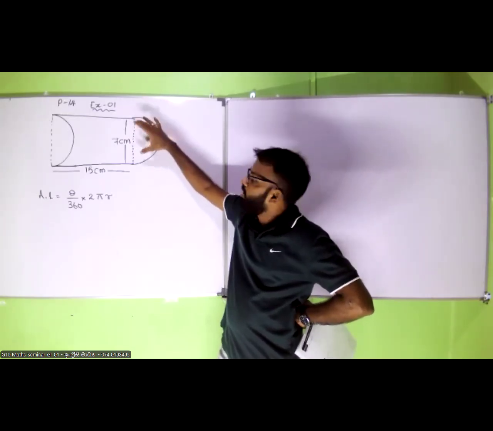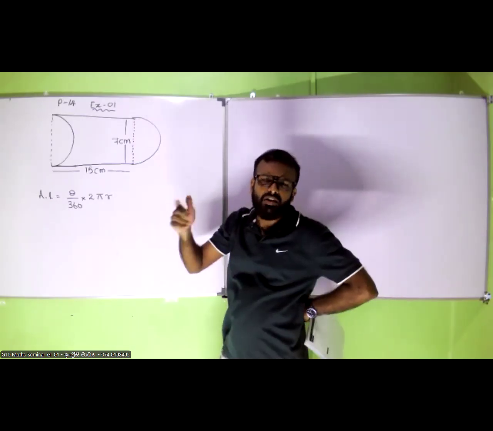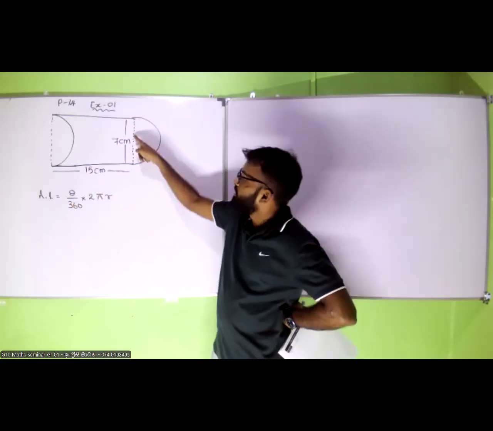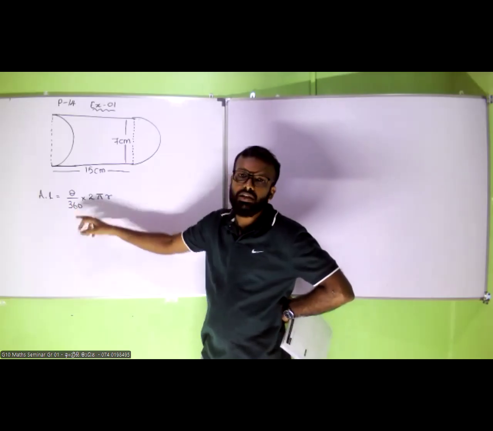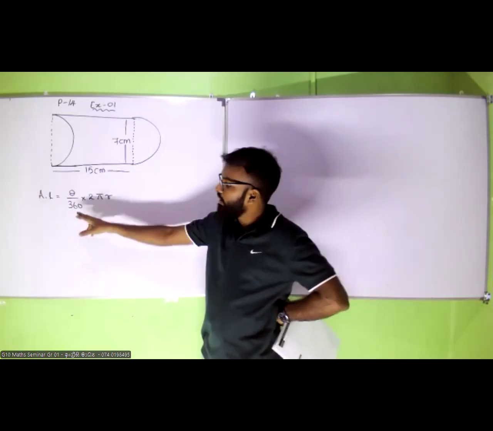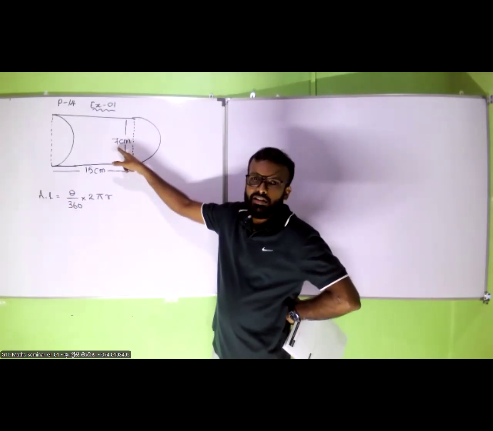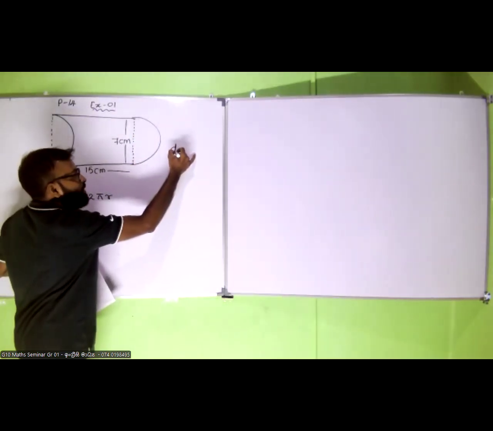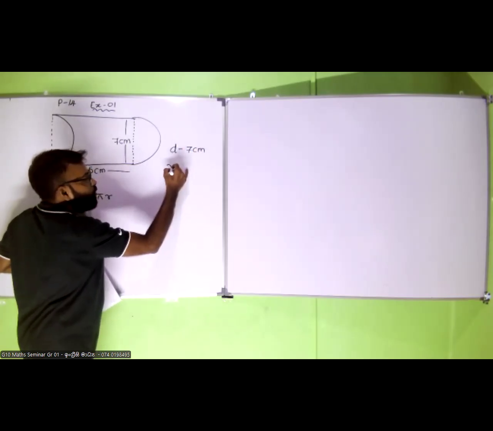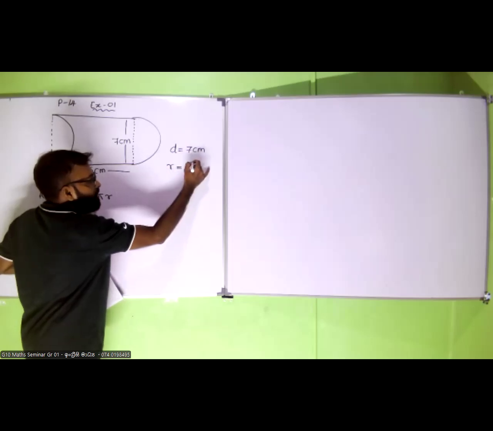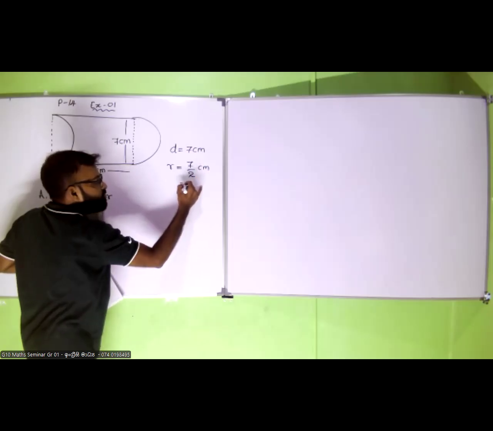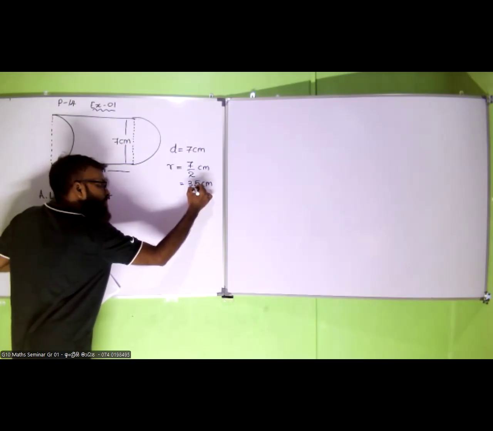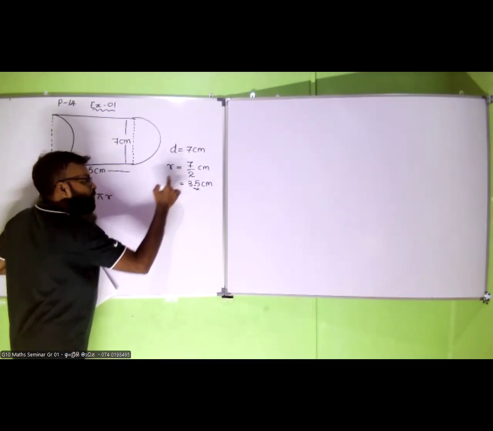Now, this is a half circle. Half, 180 divided by 360, because the angle at the center is 180. What is the fraction? Half. So you can directly apply half here, half into 2πr. R means what? 7 centimeters divided by 2, which is 3.5 centimeters. This is correct, but the 7 centimeters is the diameter, so I get the radius by dividing by 2. I am not going to substitute 3.5 instead of r. I am going to substitute 7 upon 2. Keep that in your mind.